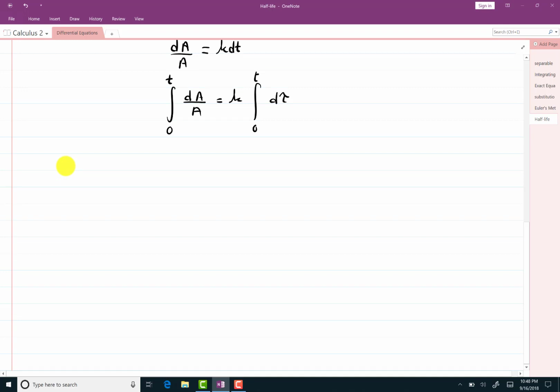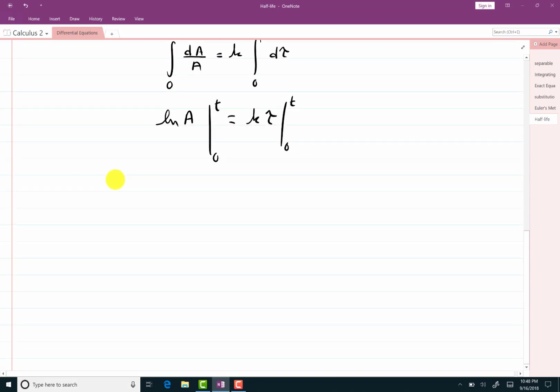Let me go ahead and integrate both sides. I have the natural logarithm of A. The amount is never going to be 0 or negative, so I'm not going to worry about the absolute value. That goes from 0 to t and equals k tau from 0 to t. That gives me the natural log of A of t minus the natural log of A of 0 equals kt.